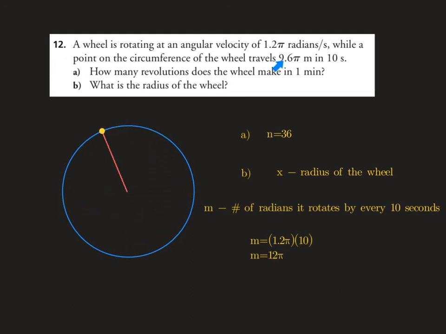And in this case, it's 9.6 pi meters in 10 seconds instead of 12 pi meters in 10 seconds. So it must be 9.6 pi divided by 12 pi that gives the radius. And 9.6 pi divided by 12 pi is equal to 0.8. Therefore, the radius of this circle must be 0.8 meters.